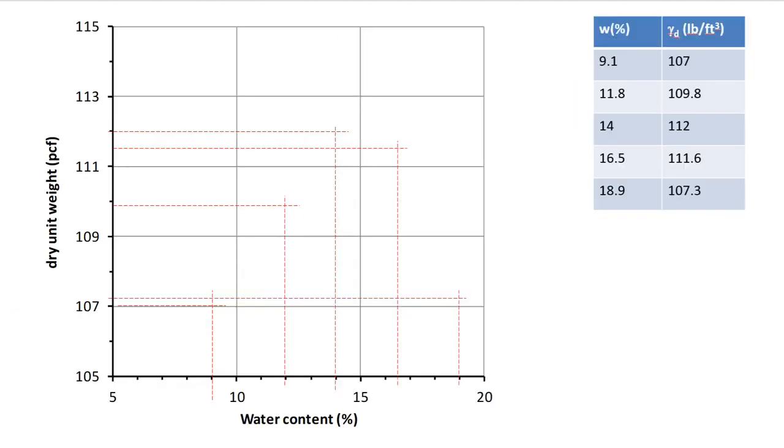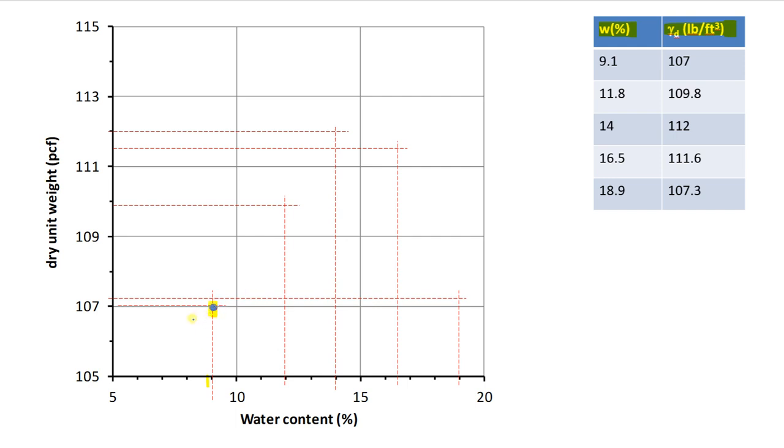So the same data I have written here in the column, the water content and dry unit weight. So here's our graph, so let's plot this data. The first value is water content 9.1% and dry unit weight 107. So 9, we draw a vertical line here, and 107. So this is our first point.